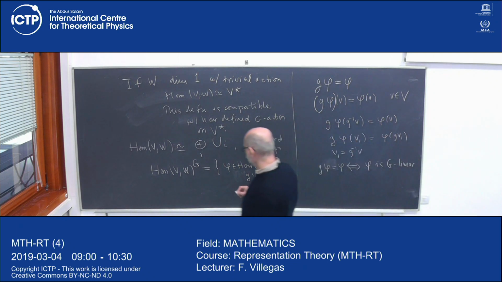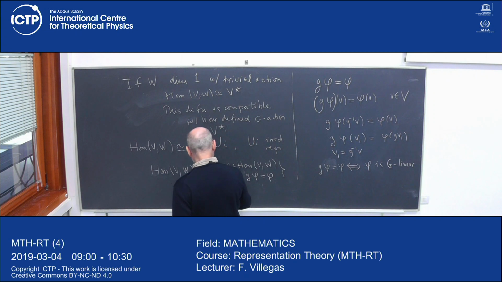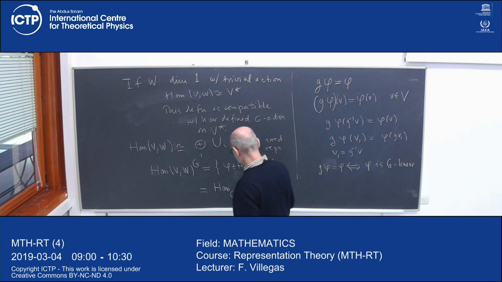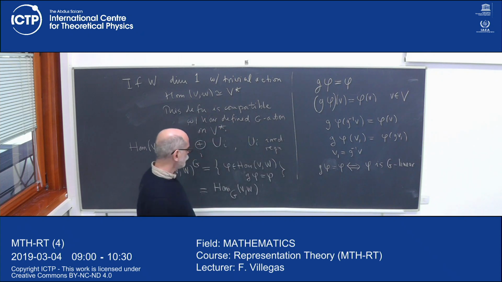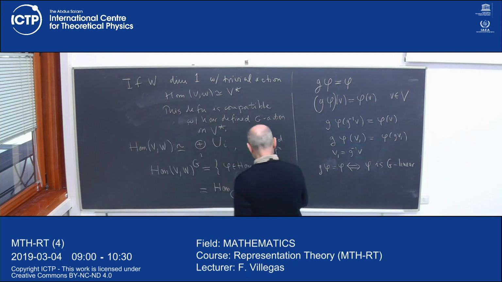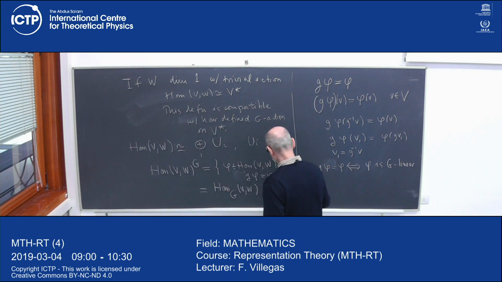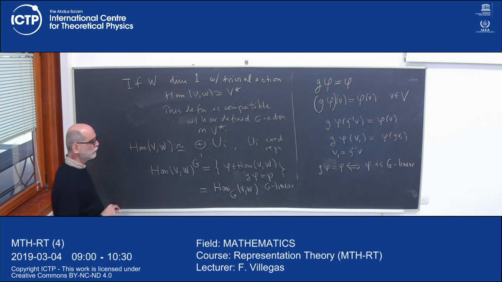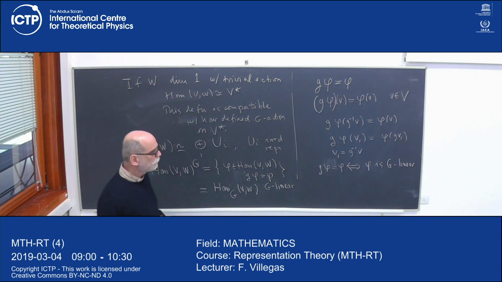So what we can conclude is that this subspace, and we'll use this notation, seems like a tautology, but the meaning of the G down here is to say that is G linear, just a definition. So being fixed by the group G in the way we define the action turns out to be equivalent to being G linear.